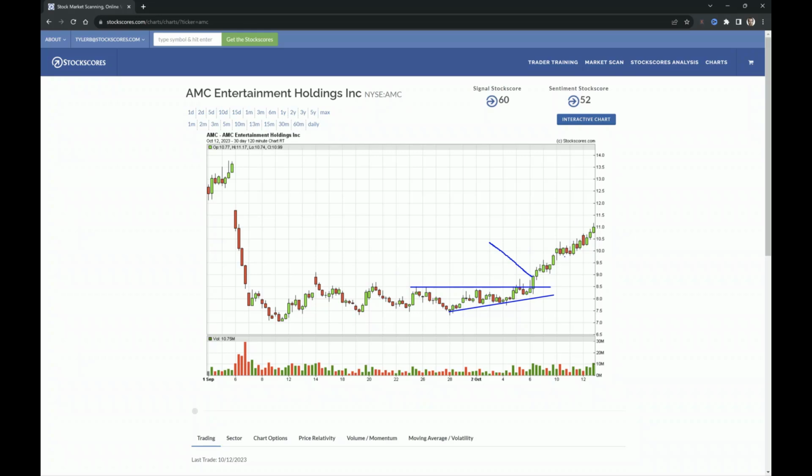I think it's a hold as a swing trade. I would not buy it as a longer term trade, but I would hold it if you're in it. And until this upward trend line is broken, it remains a hold.